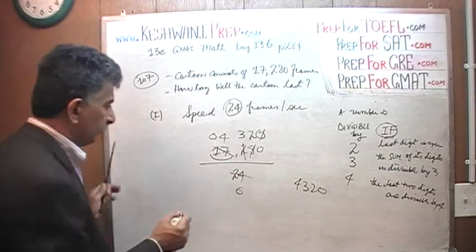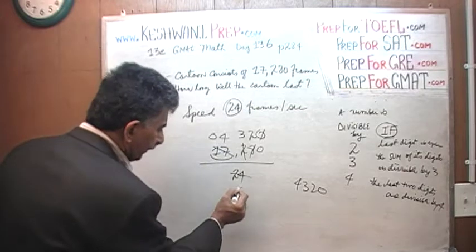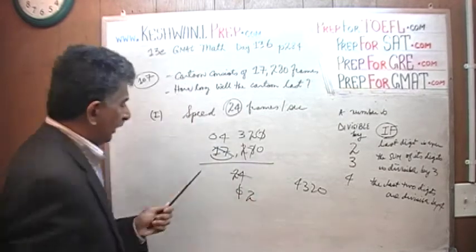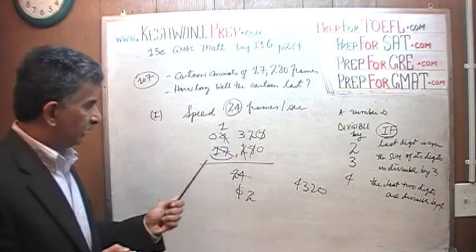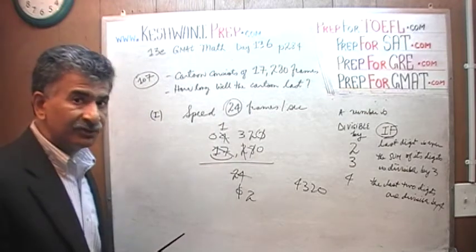So let's divide top and bottom by 3. 6 divided by 3 is 2. How many 3s in a 4? 4 has 1 3. The remaining 1 goes and joins this guy, becomes 13.